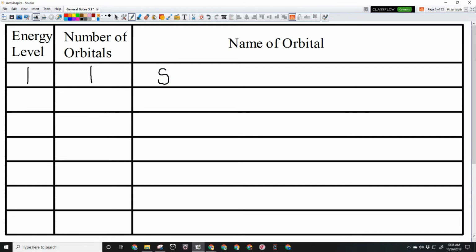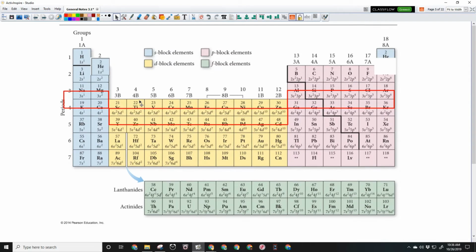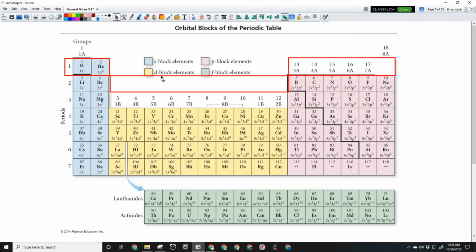Okay, now let's go back and look at the periodic table. In energy level 1, let me move my little guy here. All right, so if I move this up to energy level 1, we can see that in this red rectangular area, all we have is this S orbital. That's all we have. Okay, so let's move this down to energy level 2.